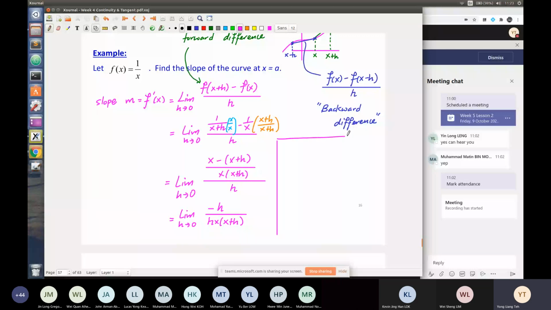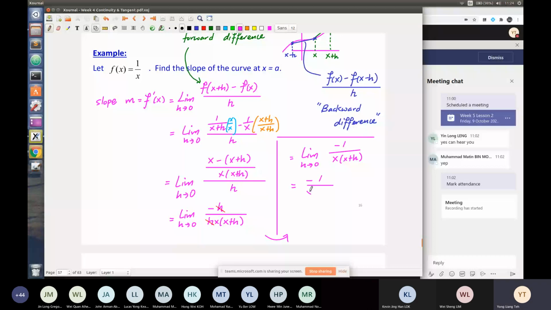Basically this is just arithmetic manipulation. So we observe that there's an h here, there's an h here. So clearly we can strike it off or divide it off. So I'm only left with minus 1 over x times x plus h. So when I take h going to 0, then it's just x times x plus 0, so x times x. Therefore, this is quite clearly minus 1 over x squared.